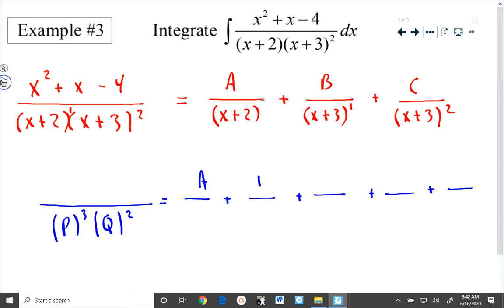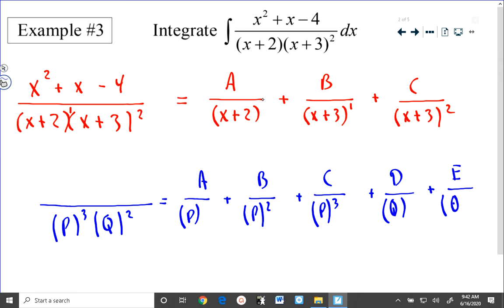Some number on the top for all of these, and the different denominators would be p squared, p cubed, q, and q squared.